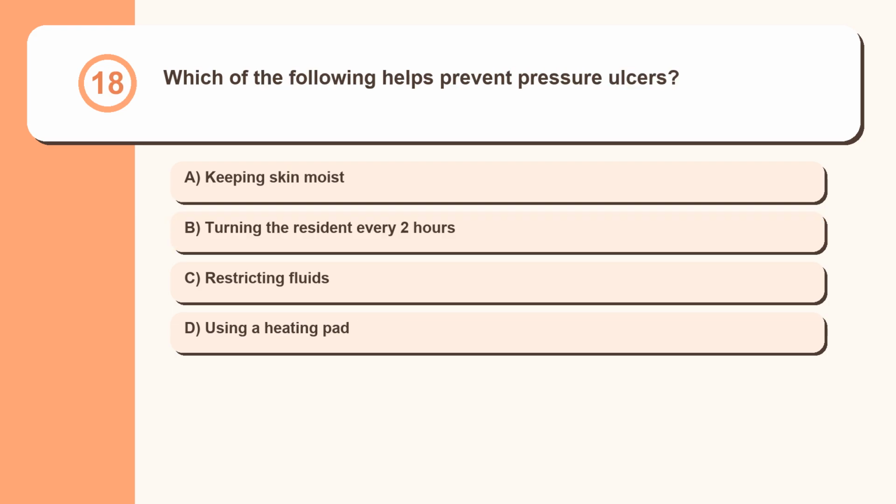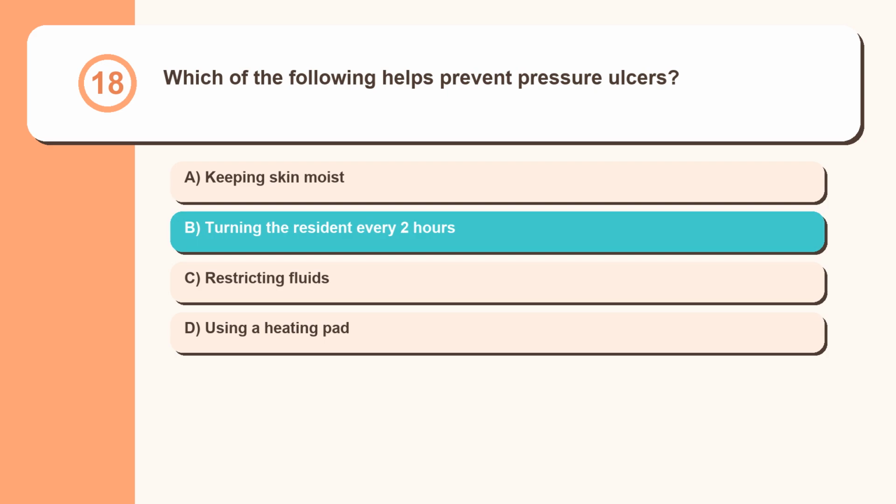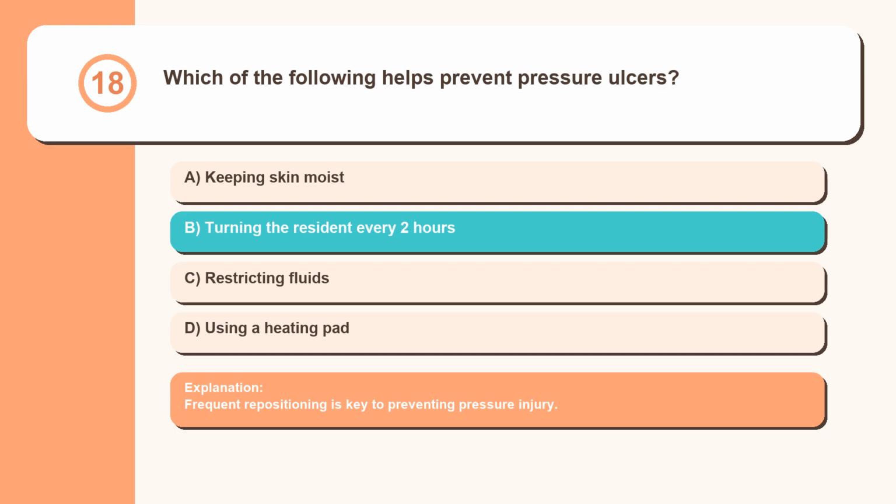Question 18. Which of the following helps prevent pressure ulcers? Keeping skin moist; turning the resident every 2 hours; restricting fluids; using a heating pad. Frequent repositioning is key to preventing pressure injury.